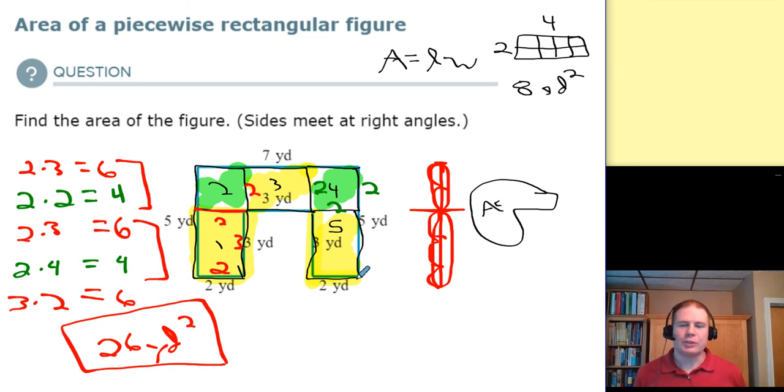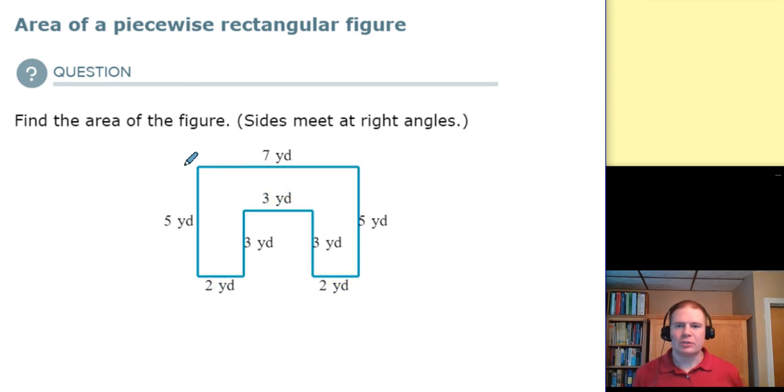But it's not really the best way, right? The best way is to use the rectangles that kind of pop out to you. So you might see here's a tall, skinny rectangle. There's 5 by 2, so there's 10. Over here, 2 along this side by 5 along that side, so there's a rectangle. That's also 10.